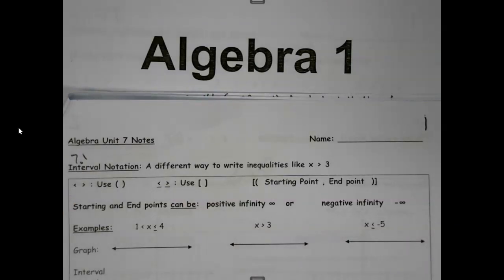So before we were playing the dotted dash game. Now the new game is, if it's just greater than or less than, we're going to use parentheses. And if it's or equal to with the line underneath, we're going to use a bracket when we're doing our graphing. So typically, we're going to use one of these two symbols on each end of what we're doing. So your beginning or end can be positive or negative infinity.